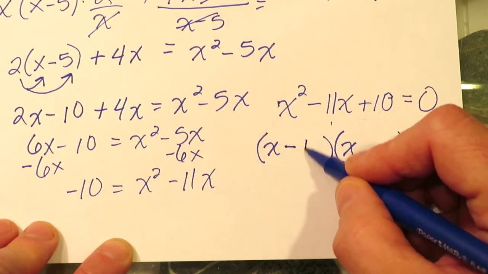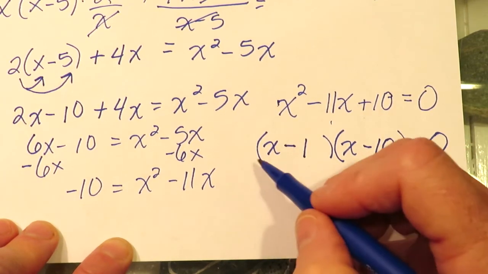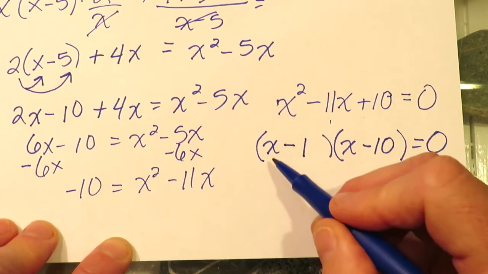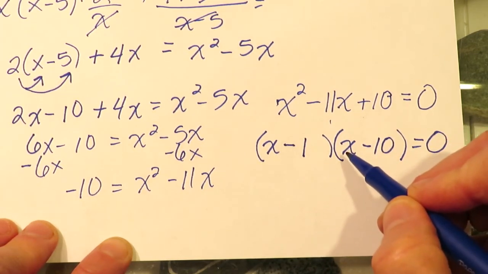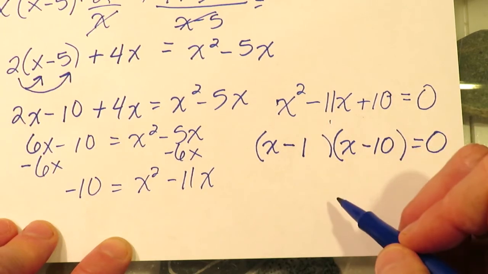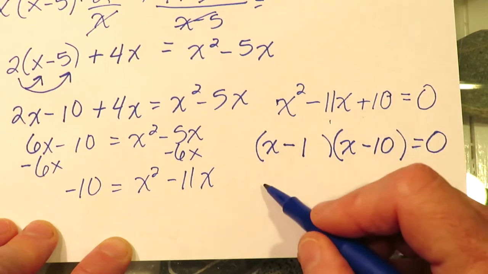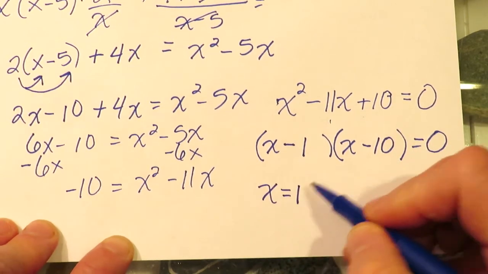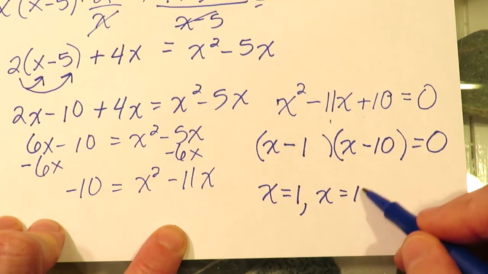I know adding because the factors will have the same sign. So negative 1 and negative 10 work in that case. X times x is x squared, x times negative 10, and then minus 1 times x. The minus 1 and the minus 10 add up to negative 11. And then negative 1 times negative 10 is positive 10. So this time I actually have two solutions. I have 1 and I have 10.